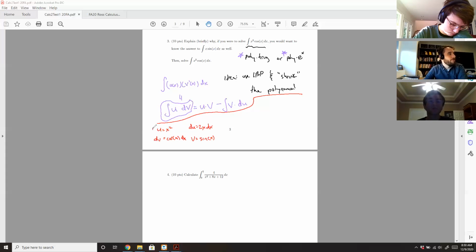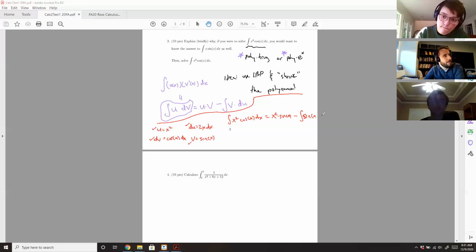So we identified our u, we identified our dv, we took the derivative of u and the antiderivative of v, and now we just plug into the formula. What we get is the integral of u dv, so the integral of x squared cosine of x dx, equals u times v, so x squared sine of x, minus the integral of v times du, so minus the integral of sine of x times 2x dx.